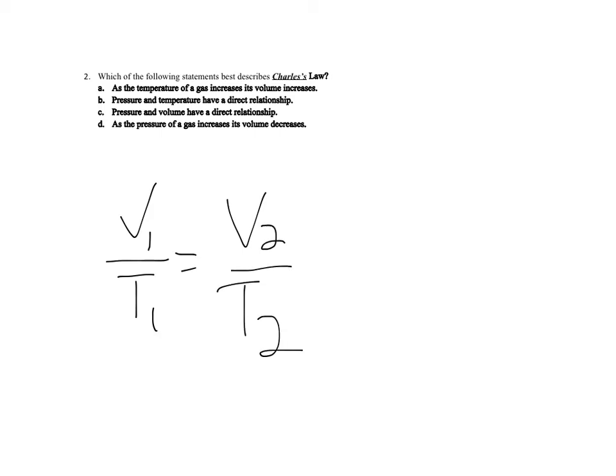All gases have the same partial pressure at the same temperature and volume. Which of the following describes Charles's law? Charles's law is the relationship between volume and temperature. So we're looking for an answer that has volume and temperature in a direct relationship, which means they change in the same way. As the temperature of a gas increases, its volume increases. Well, that is a direct relationship between pressure and volume, so the correct answer here was A.